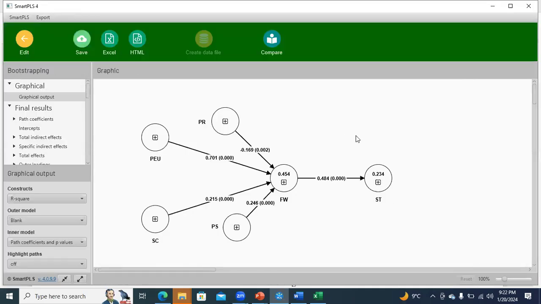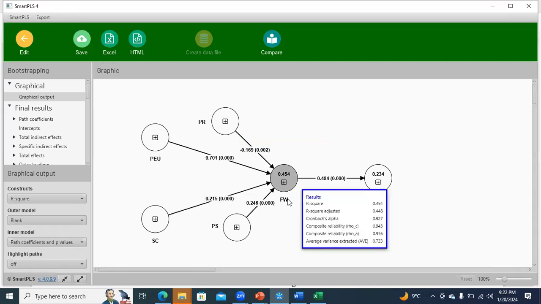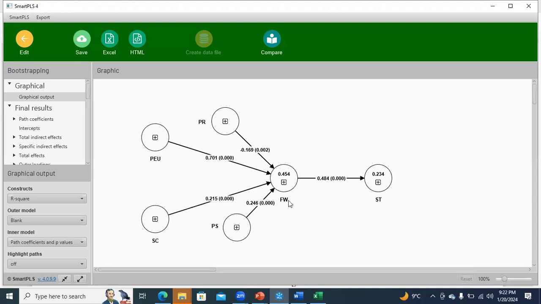What will happen with the model when you include a mediation? Here you can see the same results. And you can see that the impact of FW as a mediator for ST is also significant, but this does not confirm the mediation. We need to see the specific indirect effect. There is a line of specific indirect effect.